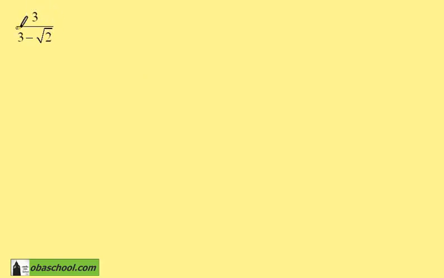We want to rationalize the denominator of this expression. To do this, we're going to make use of the difference of two squares. a squared minus b squared is (a plus b)(a minus b). If you're not familiar with this, look at the section on factorizing.